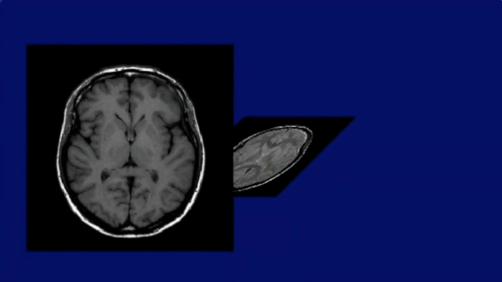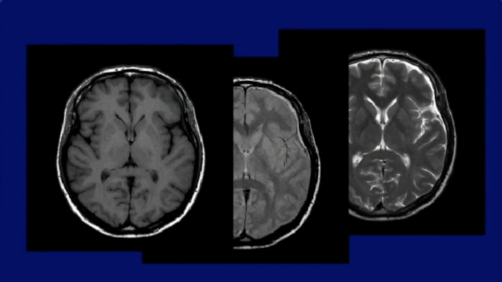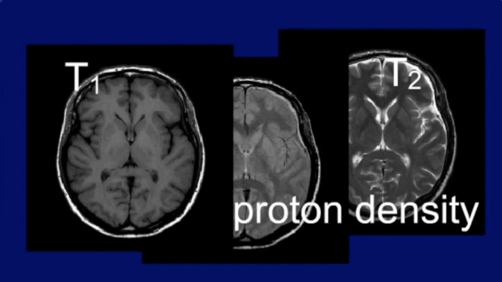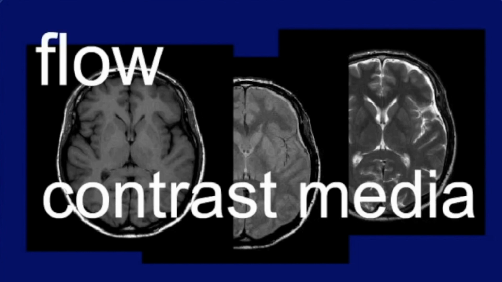Now, we've already heard about many parameters that influence the MR image: T1, T2, proton density, pulse sequences, TR and TE. But there are more. For example, contrast media and flow.